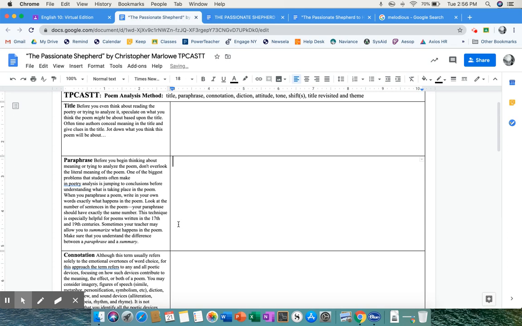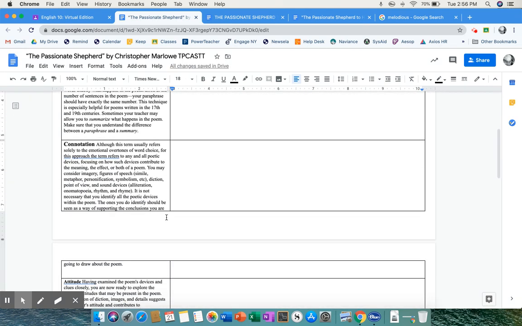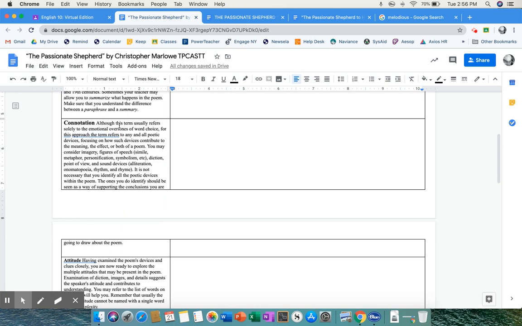Okay, after you do that, you're going to look at connotation. Now, connotation is, I don't want to say the hardest, but it's definitely the most in-depth step of this process. You look at poetic devices, okay? That's the point. Poetic devices that contribute to meaning, effect, or both of the poem. So here are things that you can look at. You can look at imagery, figures of speech like simile, metaphor, personification, symbolism, diction, point of view, things like alliteration, rhyme, rhythm. You want to talk about these things.